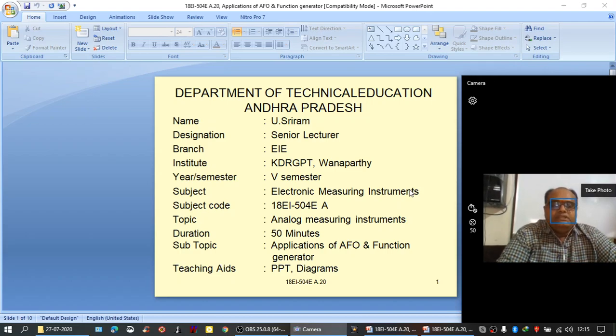Till now we have seen how a sine wave is generated using a resistor diode network. Now let us look into the applications of audio frequency oscillator and a function generator.